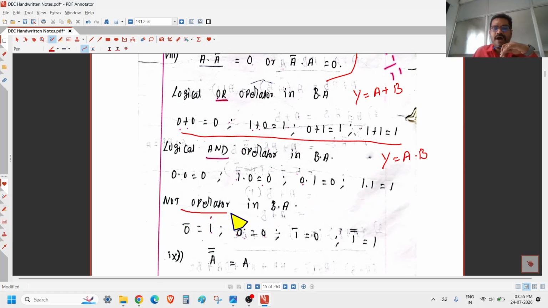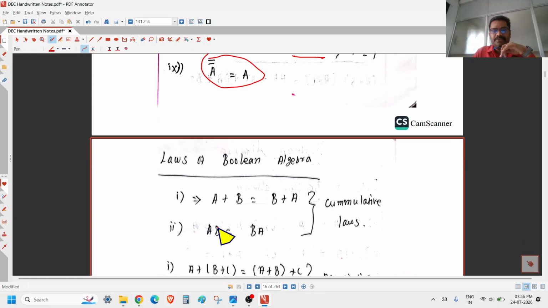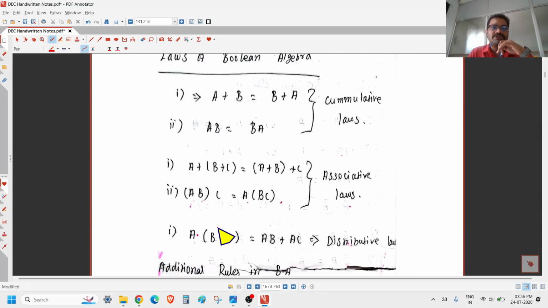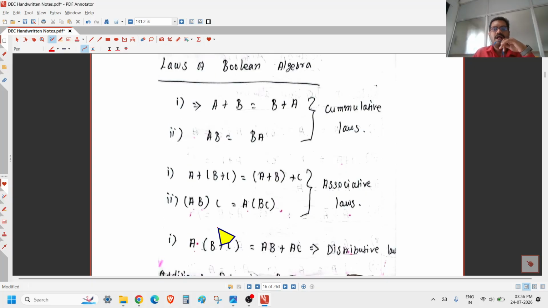The next thing is the NOT operator, that is the inversion operation. Inversion means that if the input is a, the output is a bar. Here, for the NOT operator, 0 bar is equal to 1 and 1 bar is equal to 0. So 0 double bar is equal to 0, and a double bar is equal to a. So don't forget that.